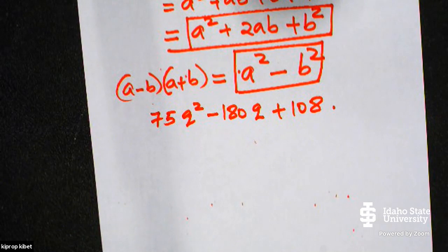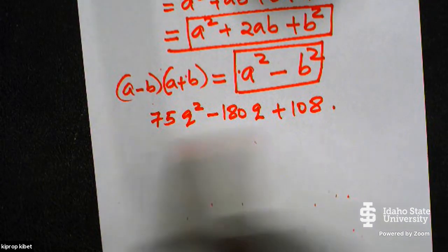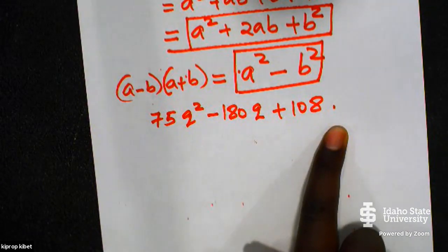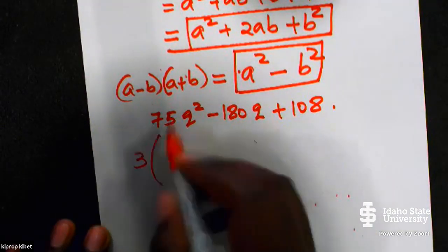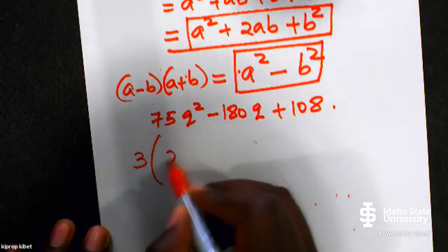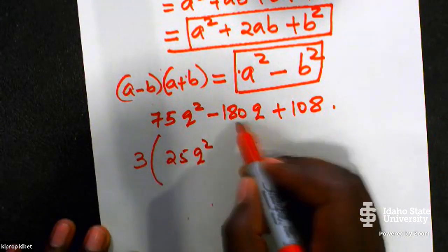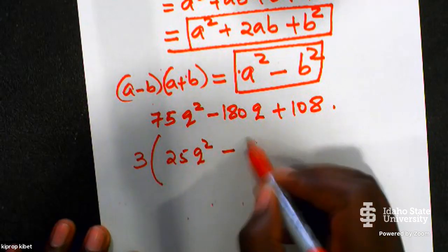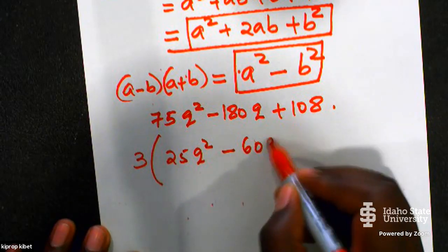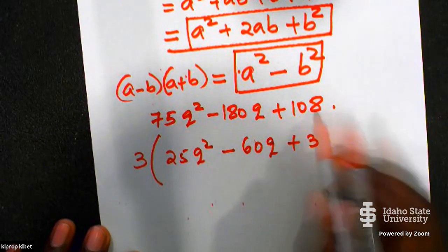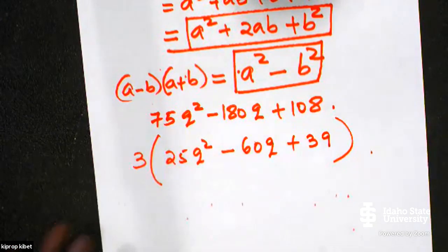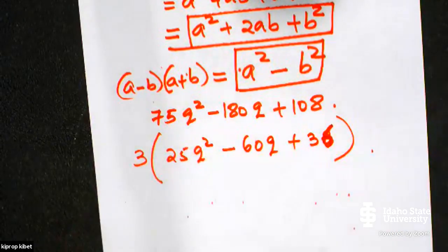What is the greatest common factor there? If you divide by 3, what do you get? So this will give us 25q squared, minus 60q, plus 36.